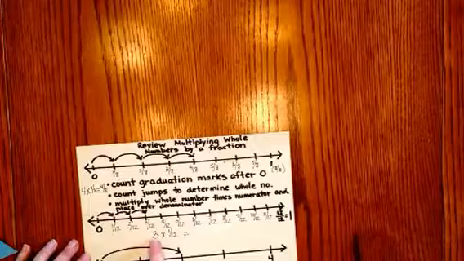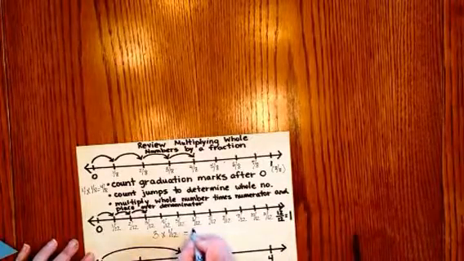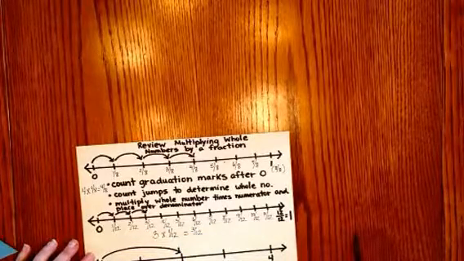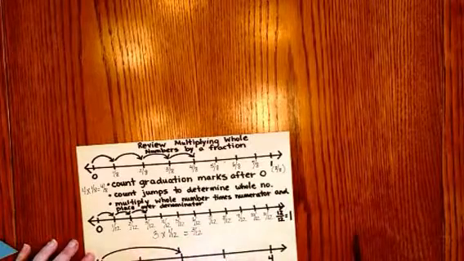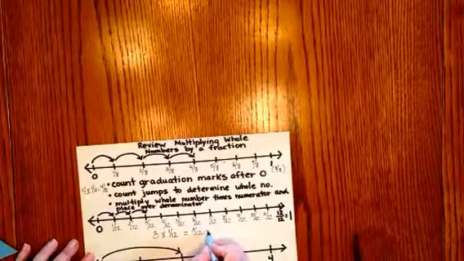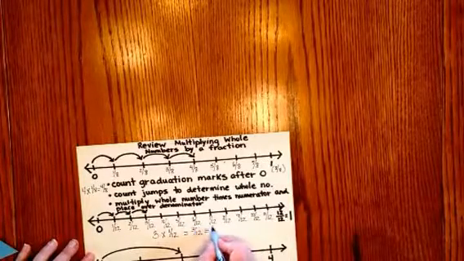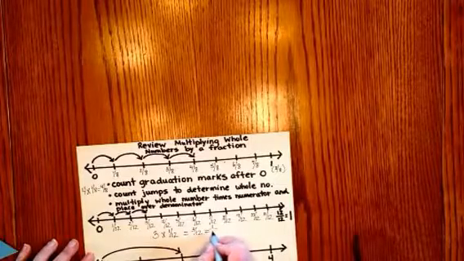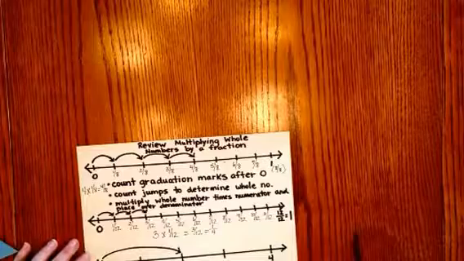Remember, we're going to multiply the whole number times the numerator only. So this becomes 3/12. Can I reduce that? Yes. I could divide both of those by 3. And that's going to equal 3 divided by 3 is 1, and 12 divided by 3 is 4. So that reduces to 1/4 if you want to do that.